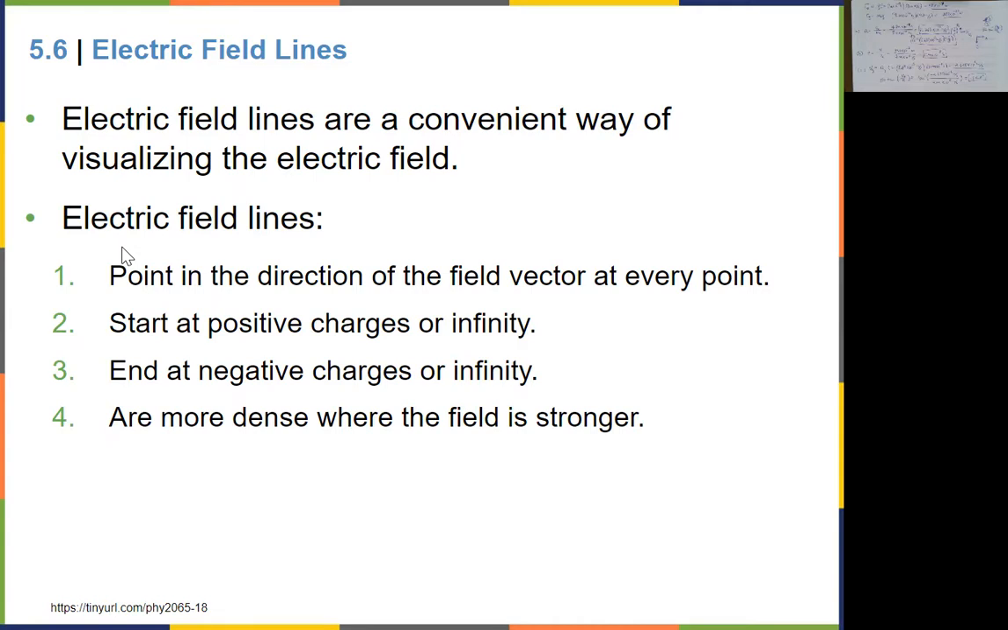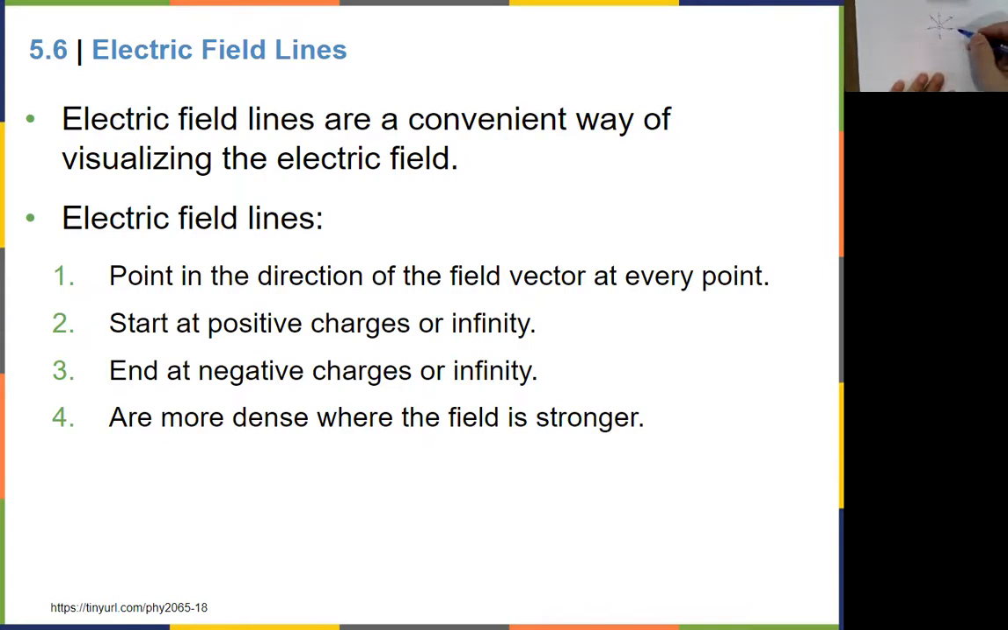For electric field lines, they are in the same direction as the field vectors at any point. So if you indicate electric field lines with an arrow, that means you are indicating the electric field direction also. They start at positive charges. If you have a positive charge in space, then the electric field goes radially away from it, towards infinity.